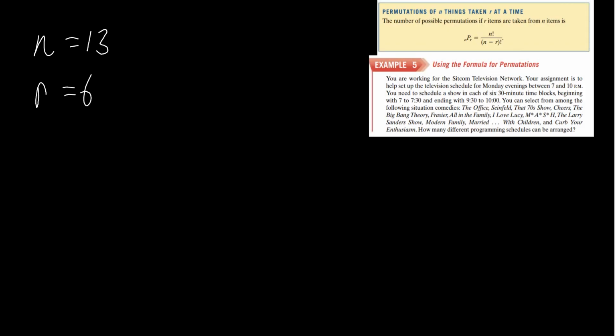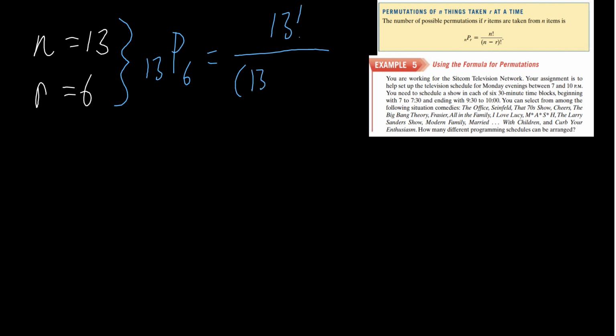Okay, so bring in the formula, and again, our notation is going to look something like this. It's going to be 13, big P, little r, which is 6. Just following along with the formula, it is going to be 13 factorial in my numerator, all over n minus r. Let's just go ahead and write n minus r there. We don't have to write 7 just yet. So 13 minus 6 factorial.